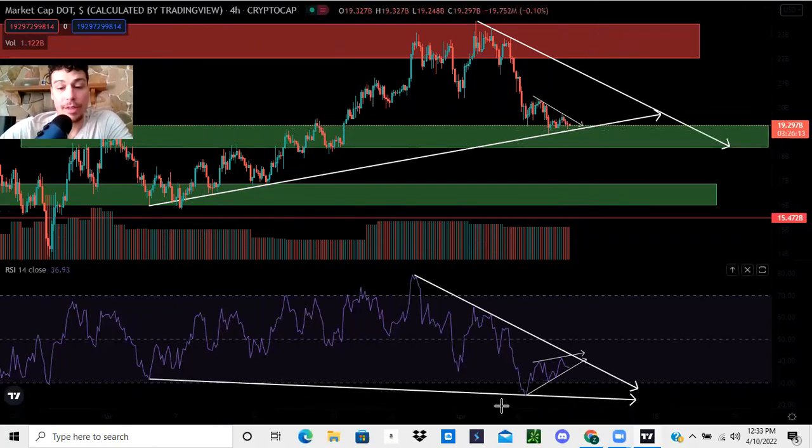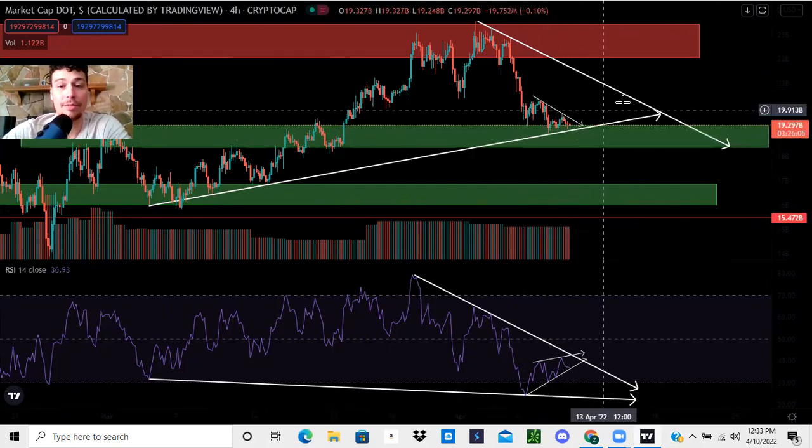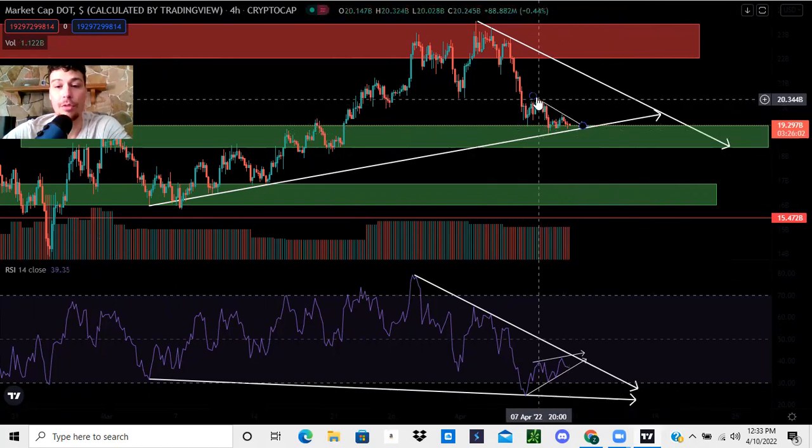So we do have that initial bearish divergence. That's pretty strong. It's a much longer trend line. We're looking at the 4-hour chart again, so you have to keep in mind that it's relative to the 4-hour chart.